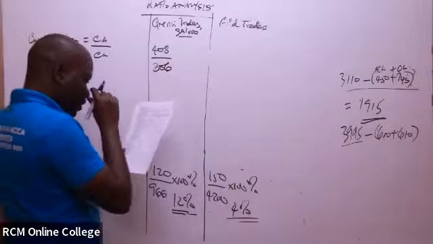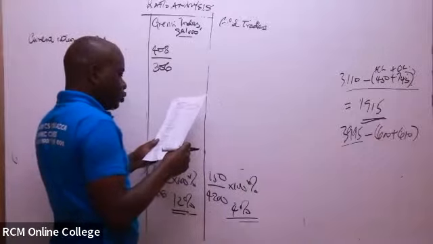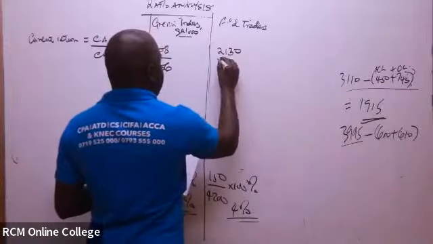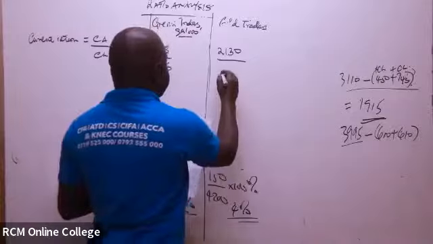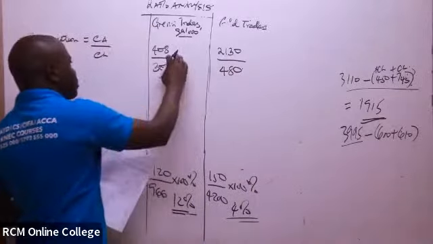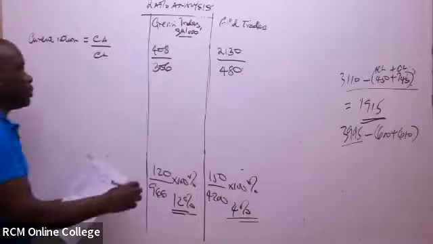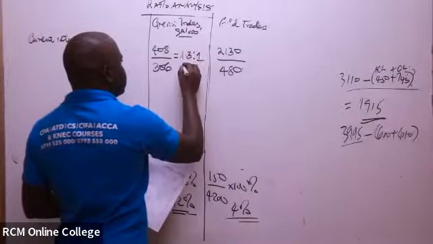Then for this other one, the current assets, it is how much? 2130. Then the current liabilities, in this case, it is 480. So what do you get? This one should be 1.3. Yes, 1.3 is to 1.